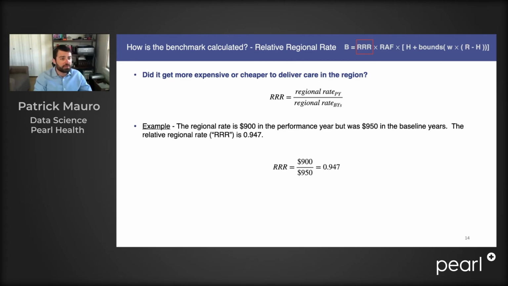So now we get into the relative regional rate. So what is that? It's just the regional rate in the performance year divided by the regional rate in the baseline years. So this is just trying to account for whether or not it got more expensive or cheaper to deliver care in your region between the baseline period and the performance year we're in now. And so as an example, if the regional rate is $900 in this performance year, but it was $950 in the baseline years, then we just divide 900 by 950 to get a relative regional rate of 0.947.